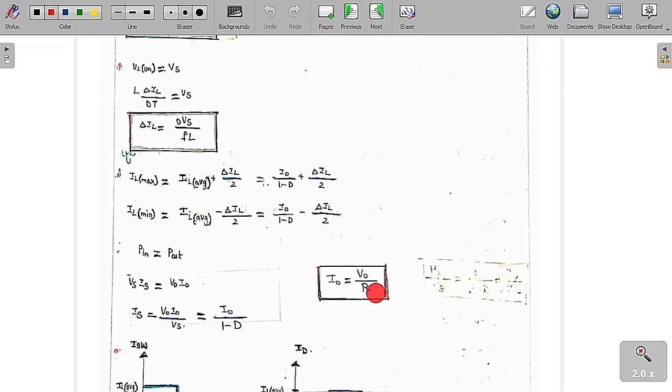Whereas I naught, for a pure resistive load or an RL load also, is equal to V naught average by R.